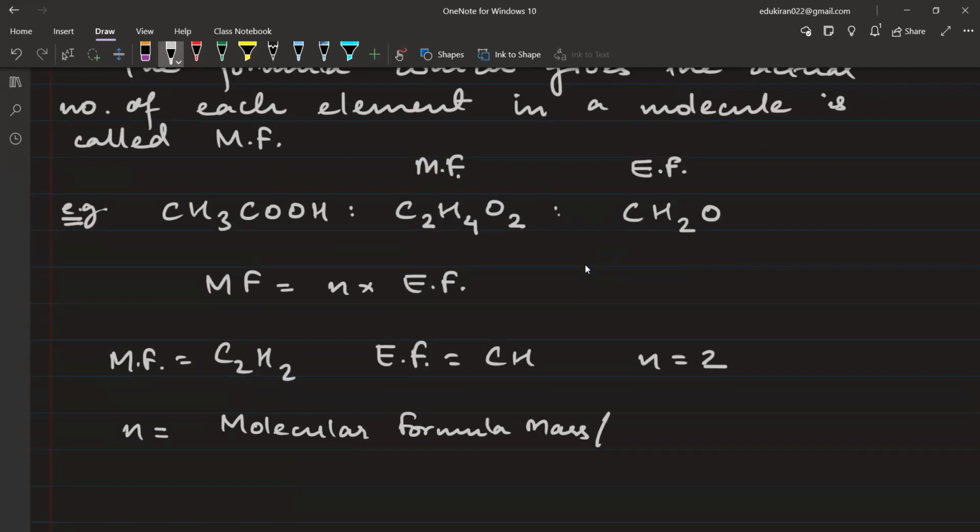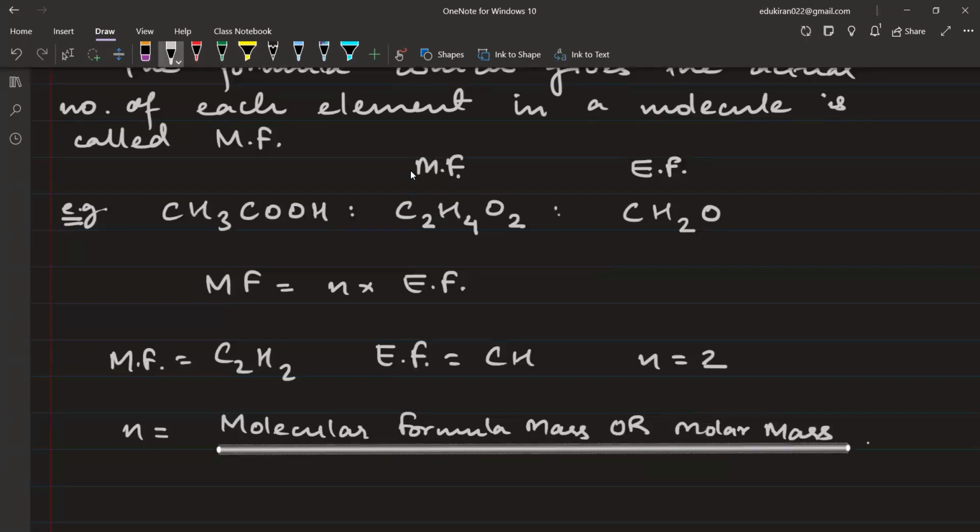Also, n will be equal to the molecular formula mass, that is generally the molar mass of the molecule. Wait a second, I should write "or", otherwise it will look like a division sign. I should write here or, when this is divided by the empirical formula mass.